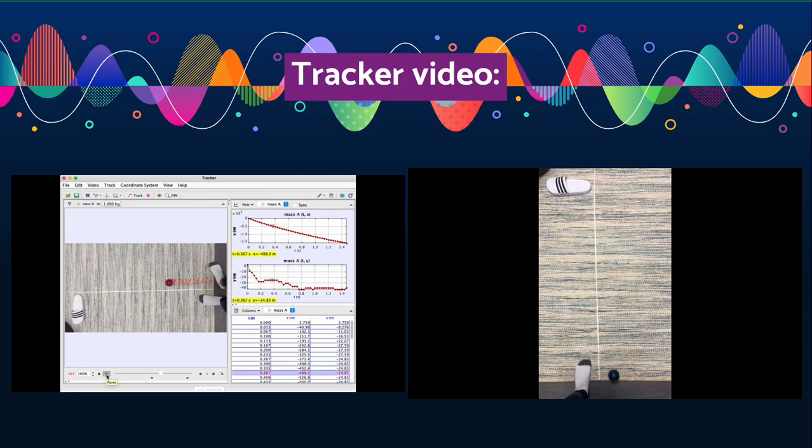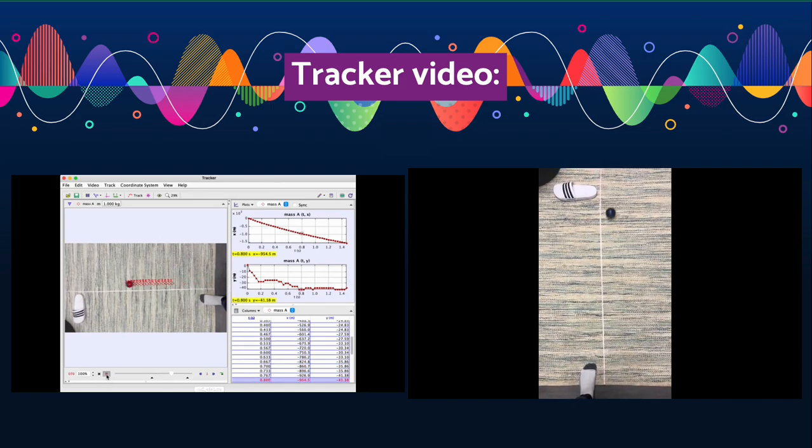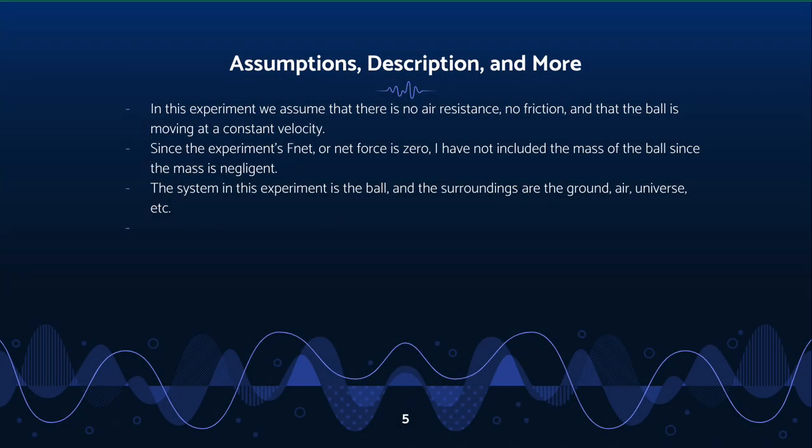In terms of what we're assuming in this video, we're going to assume that there is no air resistance, there's no friction, and that the ball is moving at a constant velocity. Obviously, that's not true for any real-world systems, especially since there would be the friction and the air resistance that the ball is feeling. But for this experiment, to look at constant velocity, we're going to negate those.